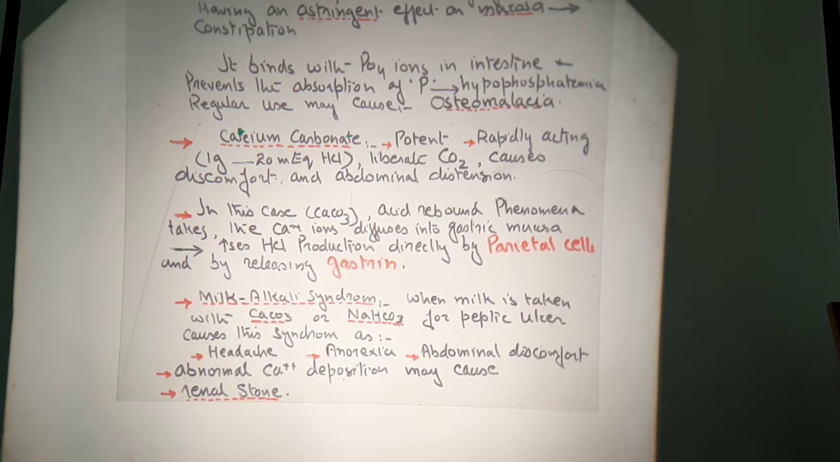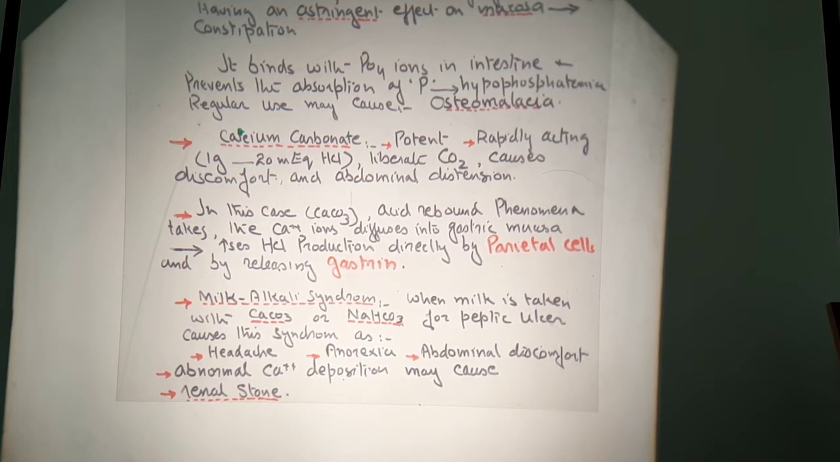Why? The reason is this: the calcium ions diffuse into the gastric mucosa. Yesterday in the figure I explained in detail the role of the calcium ion in the synthesis and formation of HCl. So the calcium ions diffusing into the gastric mucosa cause an increase in HCl production, directly by the parietal cells and by the release of gastrin. So calcium carbonate may cause an increase in HCl, and that is why it cannot be used as a proper antacid.